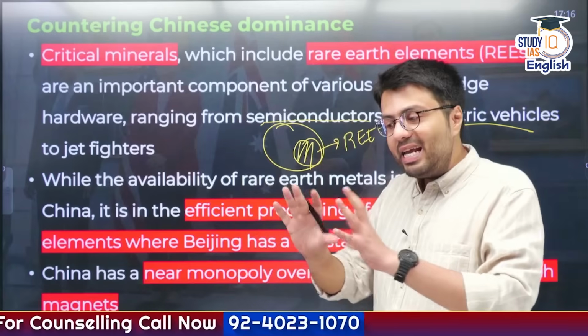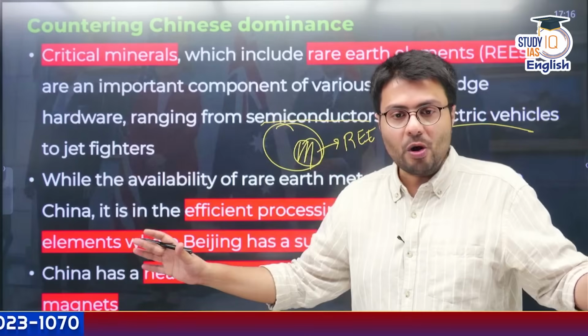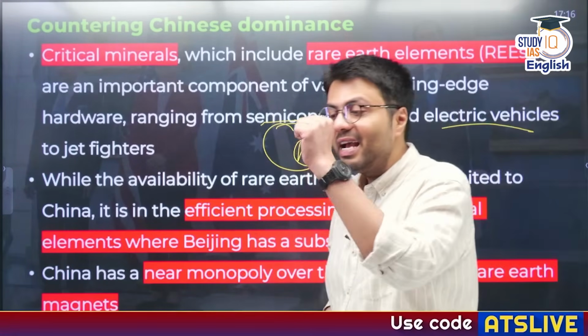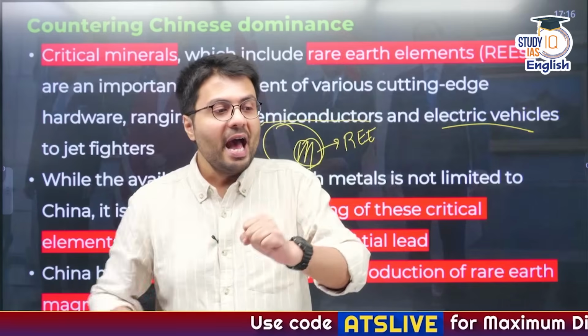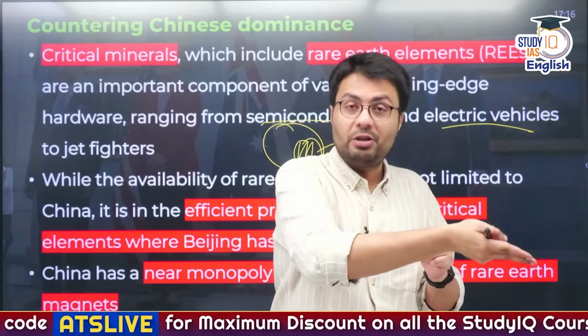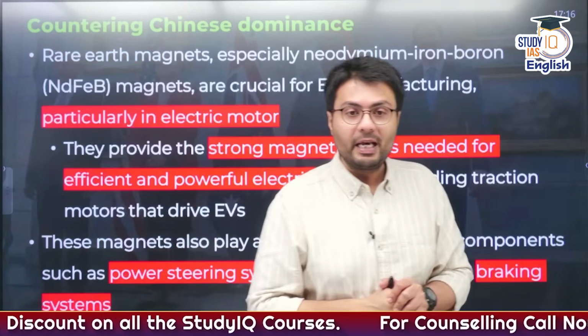Now, when China or any country has a near monopoly over something that every other country wants, it puts every other country at risk. Why? One country can actually control the supply chain and ensure that it is delivered only to those countries which have good relations with China, right? So therefore, critical minerals is a very important thing.